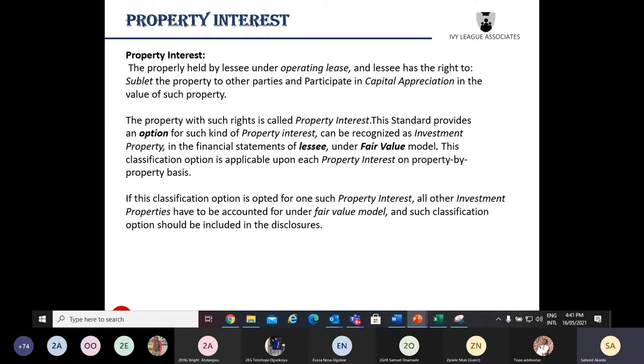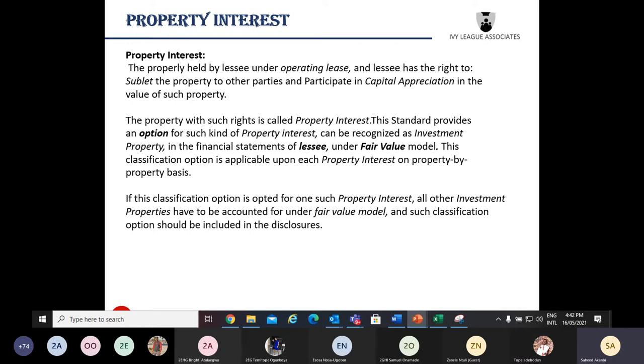So what this one is saying is, if that lease is in the form of an operating lease, ideally, I should not recognize an asset in my financial statement, because it's an operating lease. However, I can recognize an investment property only if I'm ready to use the fair value model to measure the interest in that property.